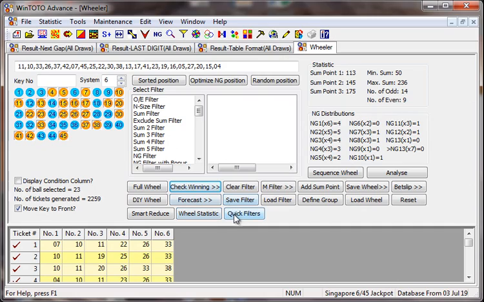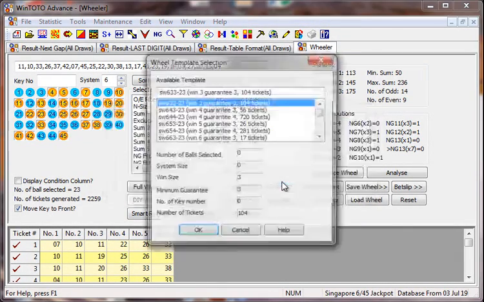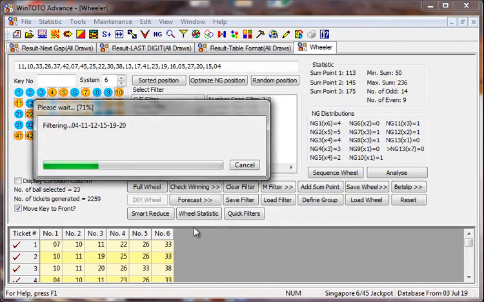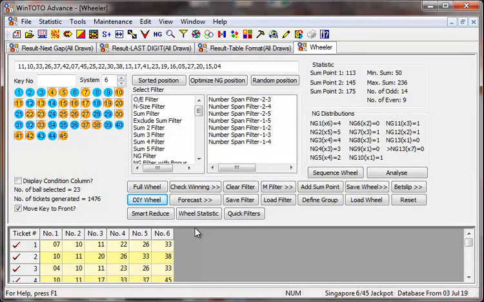Now let's take a look at what happens if I put in the filter. This time I do a DIY filter. You'll see a tremendous reduction in the number of tickets. As you can see here, from 2,259 I reduced to 1,476. How much savings do you get from 2,259 to 1,476?